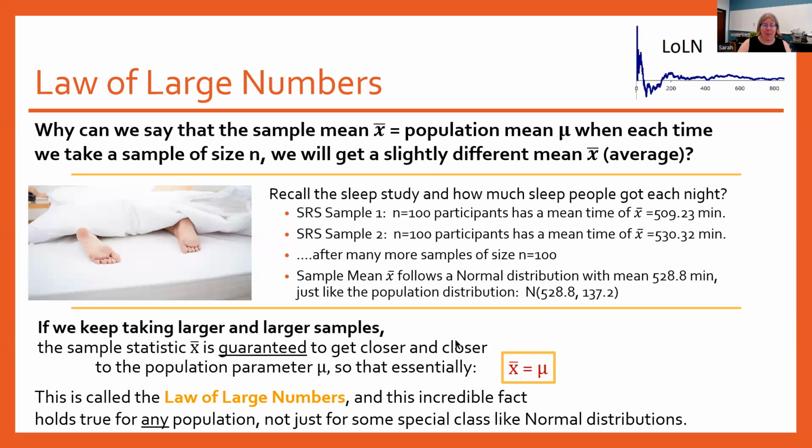This really incredible fact is called the law of large numbers. And what's really fascinating about it is that it holds true for any distribution, whether it's normal, whether it's skewed, whether it's uniform, no matter what, this is always going to hold true.